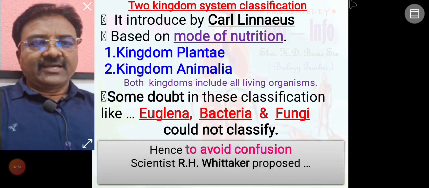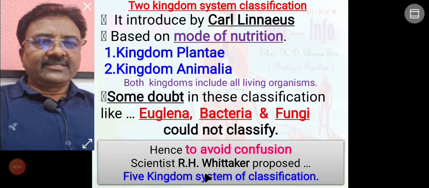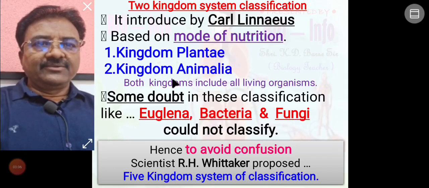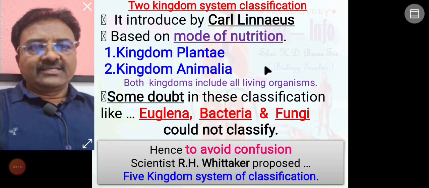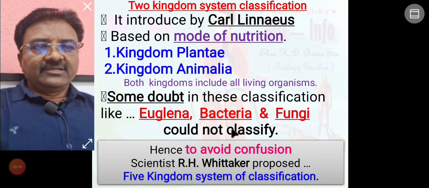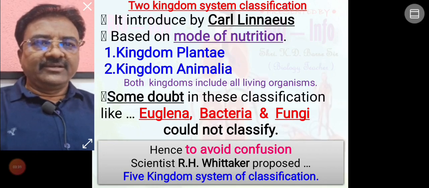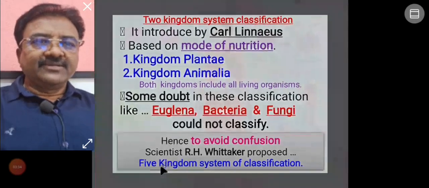was avoided by the scientist R.H. Whittaker, who proposed the five kingdom system classification. Carl Linnaeus's two kingdom system classification contains only two kingdoms, and these two kingdoms show some doubts, like Euglena, bacteria and fungi could not be classified. So such confusion was avoided by the scientist R.H. Whittaker, who proposed the five kingdom system classification. So we learn the five kingdom system classification.